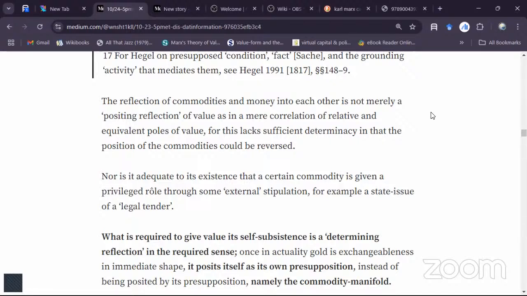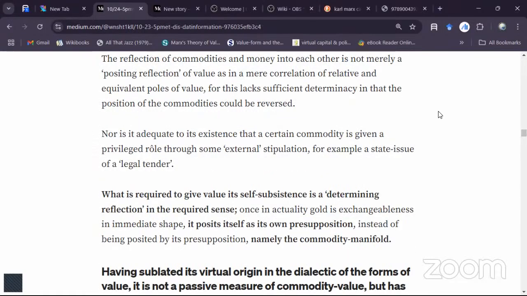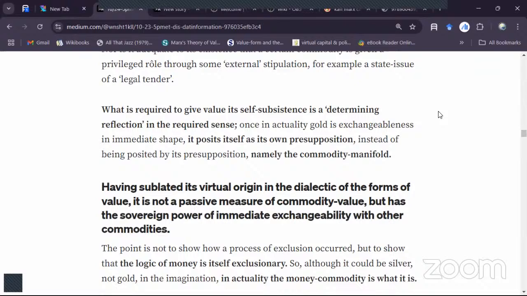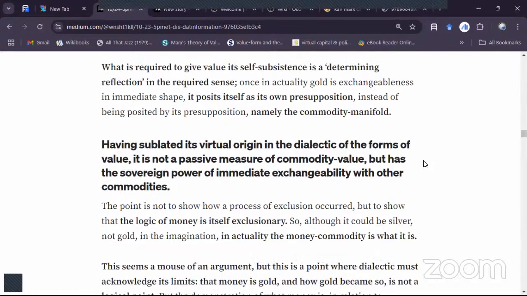What is required to give value itself subsistence is a determining reflection in the acquiring sense. Once in actuality, gold's exchangeableness is its immediate shape. It posits itself as its own presupposition instead of being posited by its presupposition, namely the commodity manifold, having sublated its virtual origin in the dialectic of the forms of value. It is not a passive measure of commodity value, but has the sovereign power of immediate exchangeability with other commodities.